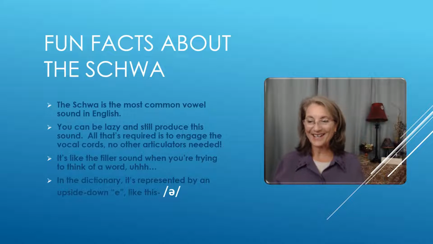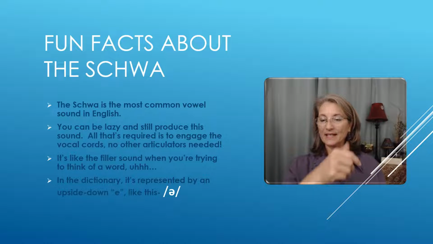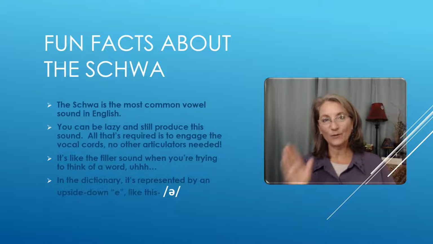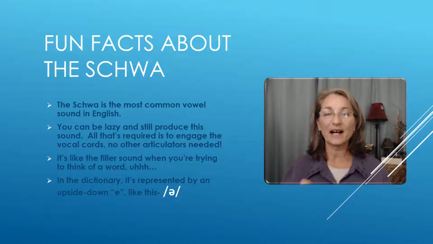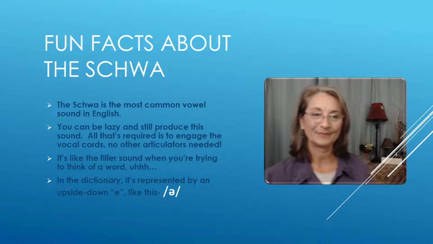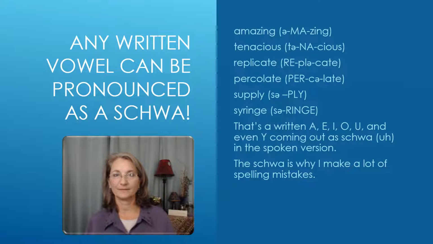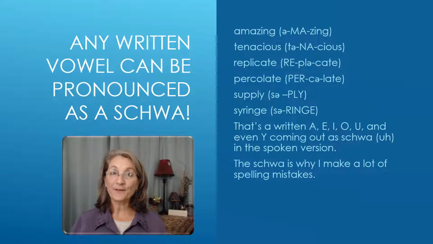In the dictionary, it's represented by an upside down E, like this. When you see the two slashes, that's the IPA, International Phonetic Alphabet symbol. Another fun fact is that any written vowel can be pronounced as the schwa sound.